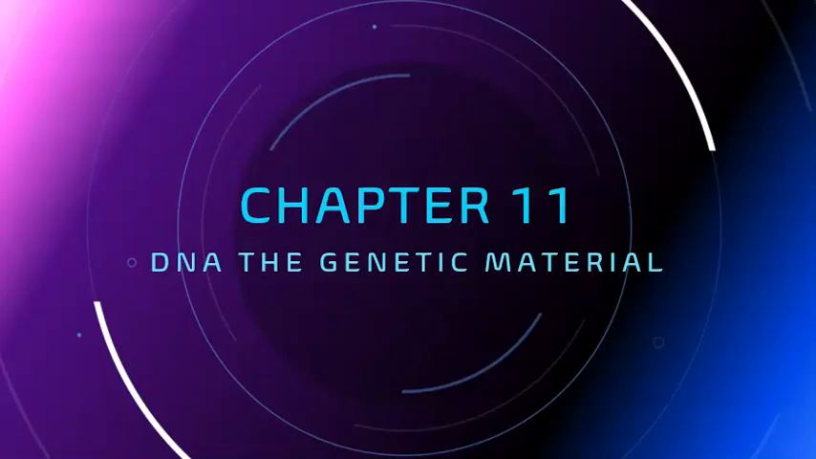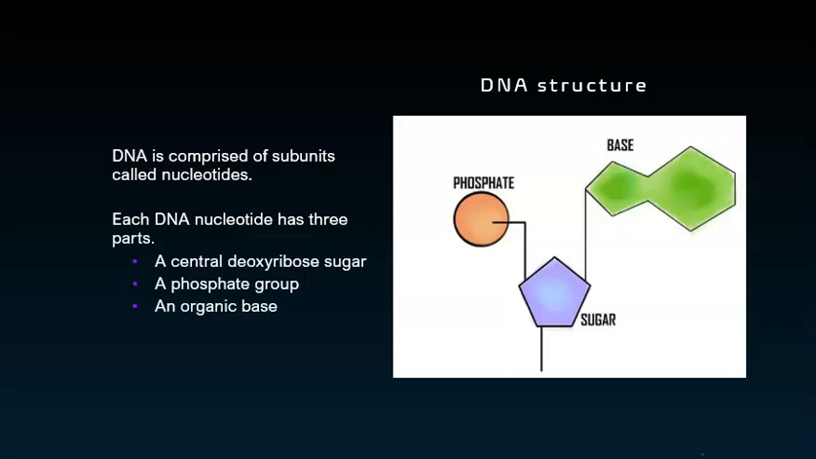So in chapter 11, we went over DNA, the genetic material. And you can remember we discussed DNA structure. So DNA is comprised of subunits called nucleotides. Those are the individual pieces. And each individual nucleotide has 3 parts. They all have a phosphate, a sugar, and an organic base.